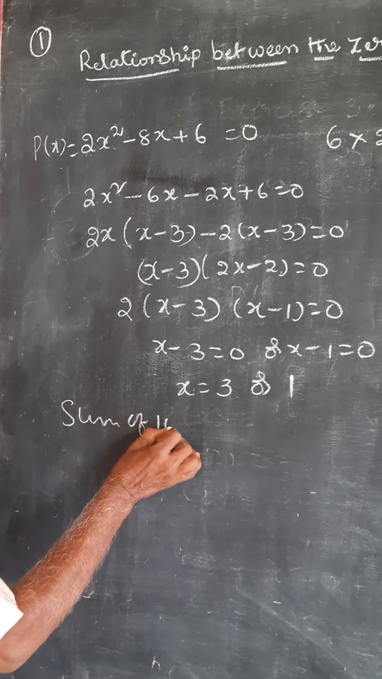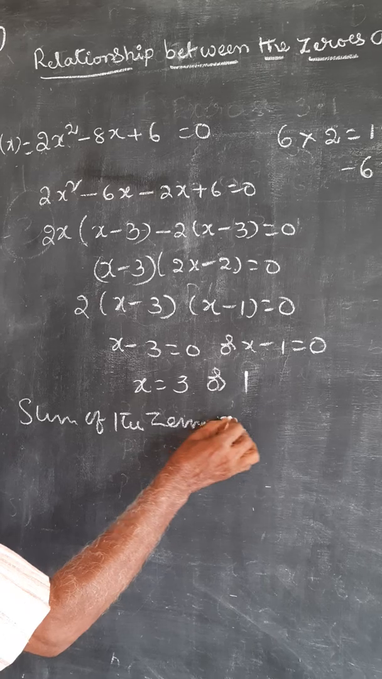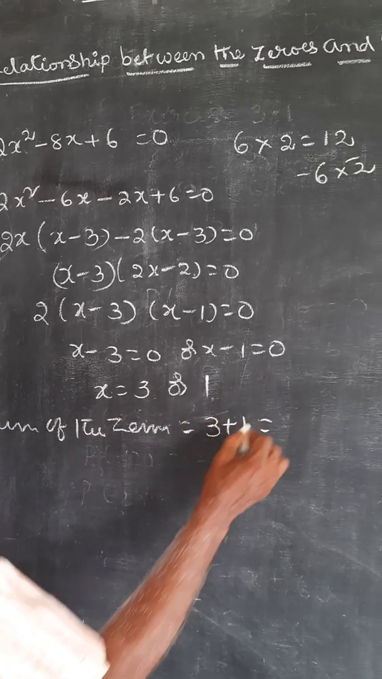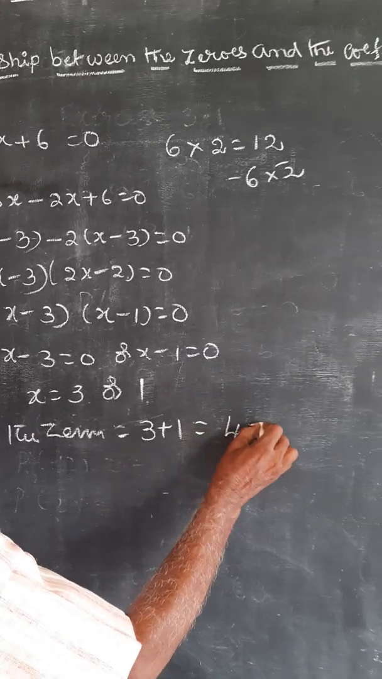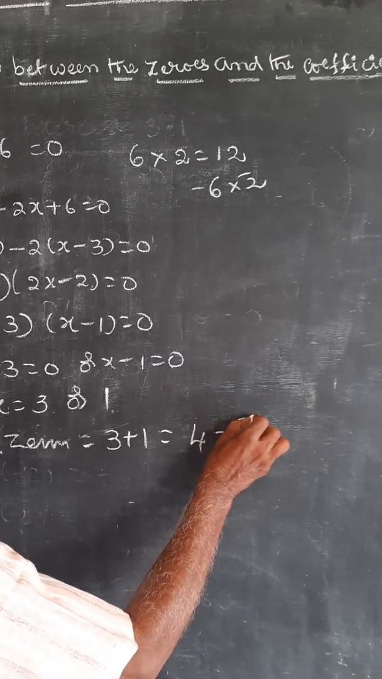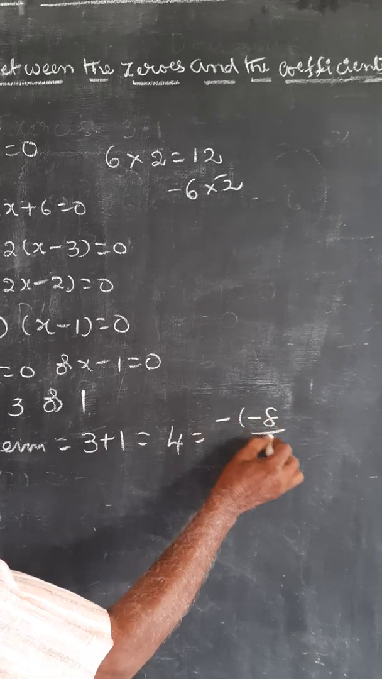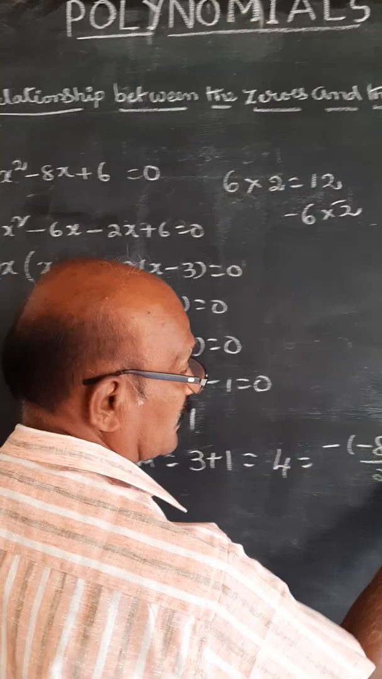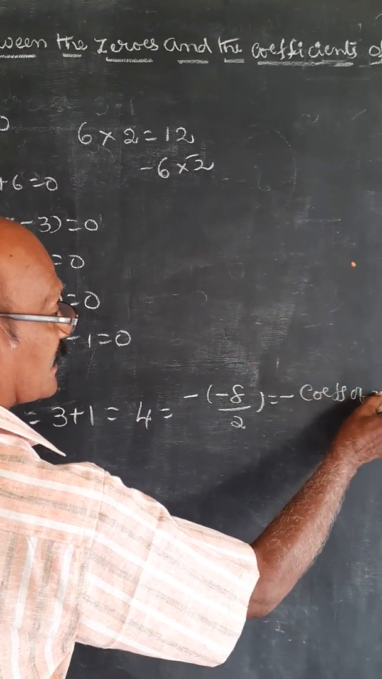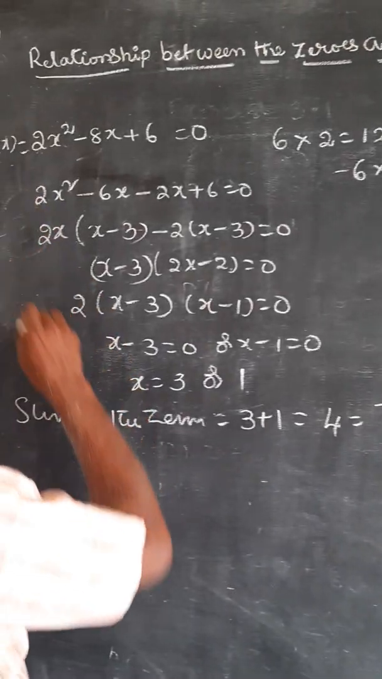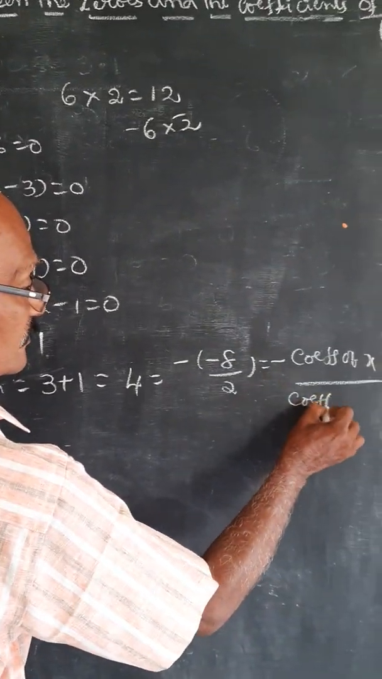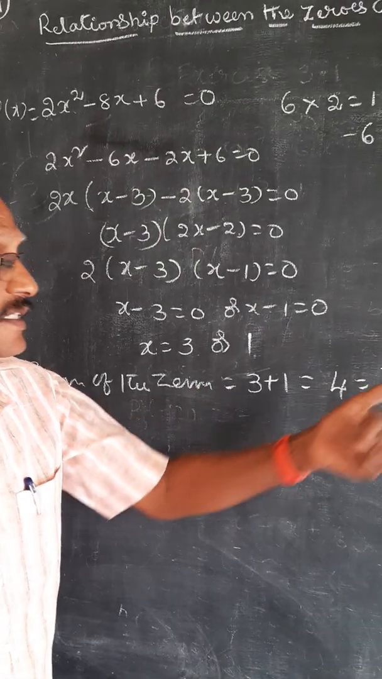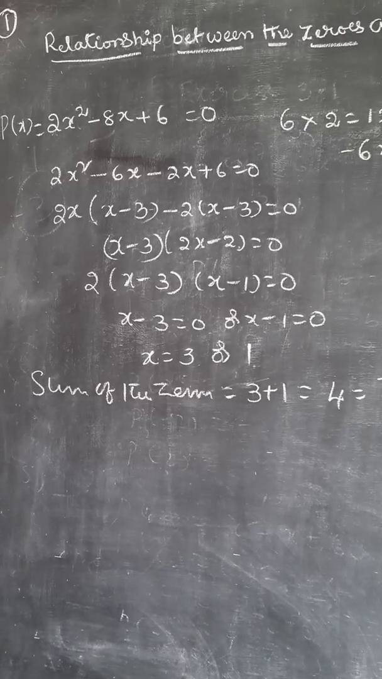We will find the sum of the zeros. Take the zeros as 3 and 1. Sum of the zeros means add the zeros: 3 + 1 = 4, and write it as -(-8)/2, where -8 is the coefficient of x and 2 is the coefficient of x². So the sum of the zeros is equal to -(coefficient of x)/(coefficient of x²).